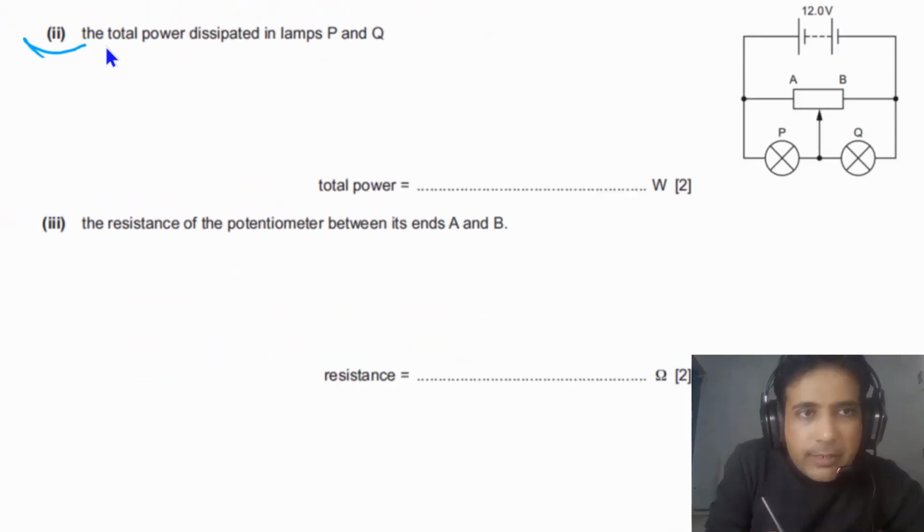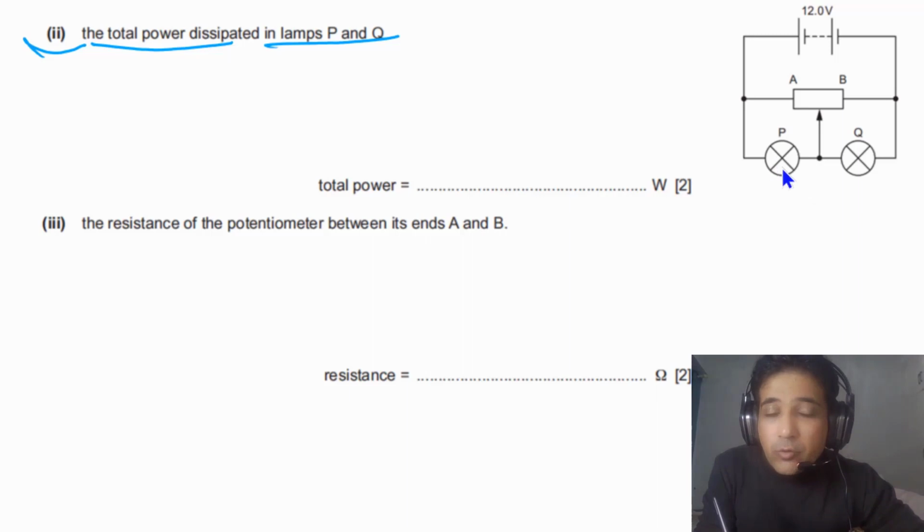For the second part, we need to calculate the total power dissipated in lamps P and Q. We have the value of potential difference across these two lamps. If we connect our voltmeter across these two lamps, the reading on this voltmeter will be equal to 12 volts. And also we have the current passing through lamp P.